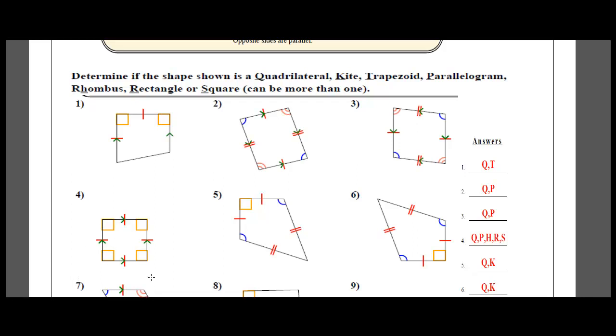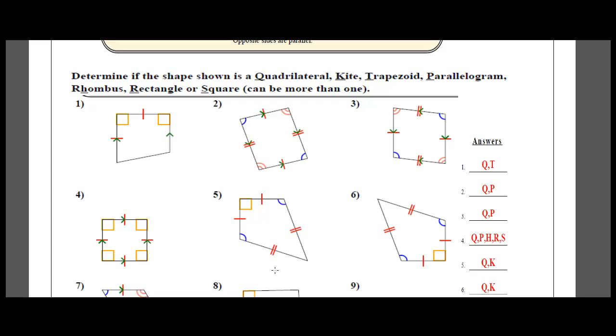It's a four side shape, so we call it quadrilateral. We have right angle, so we call it rectangle. All the sides are equal, so we call it square. Also here, it can be rhombus also. Okay, it can be rhombus because all the sides are parallel and equal. So if you look at this shape, question 4, it has all the names except for trapezoid.